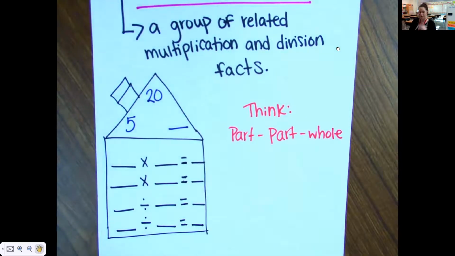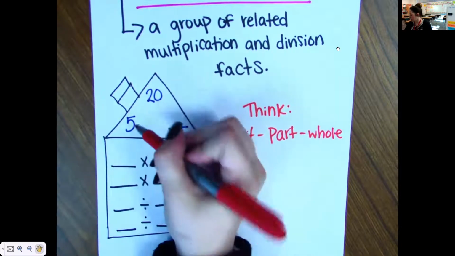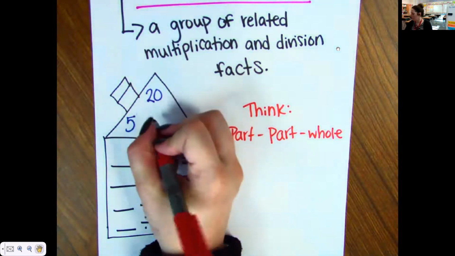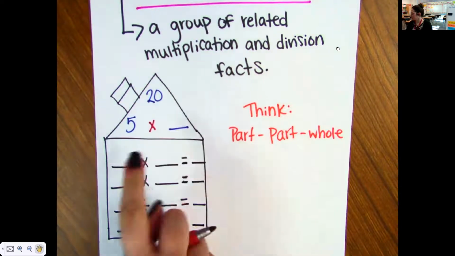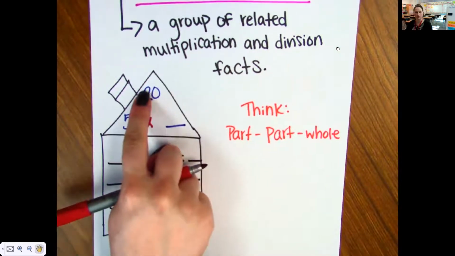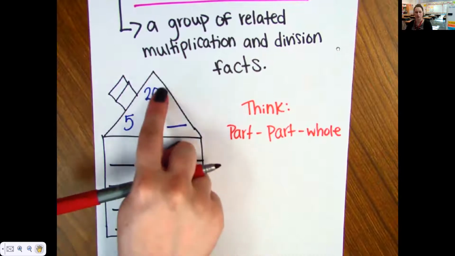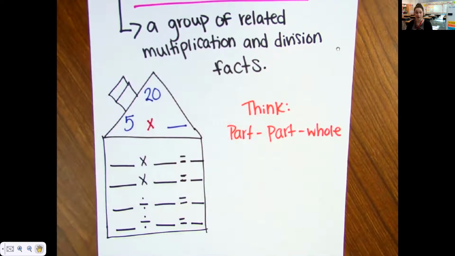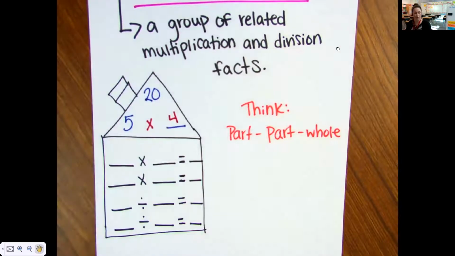So let's see. I want to fill in the rest of this fact family, right? So I know I have 5 and I have 20. Well, I want to know 5 times what equals 20? Well, I can skip count and figure that out, or I could even divide 20 into 5 using equal groups. So I'm going to skip count. 5, 10, 15, 20. Oh, that's 4. Okay, so then I know this missing number must be 4.